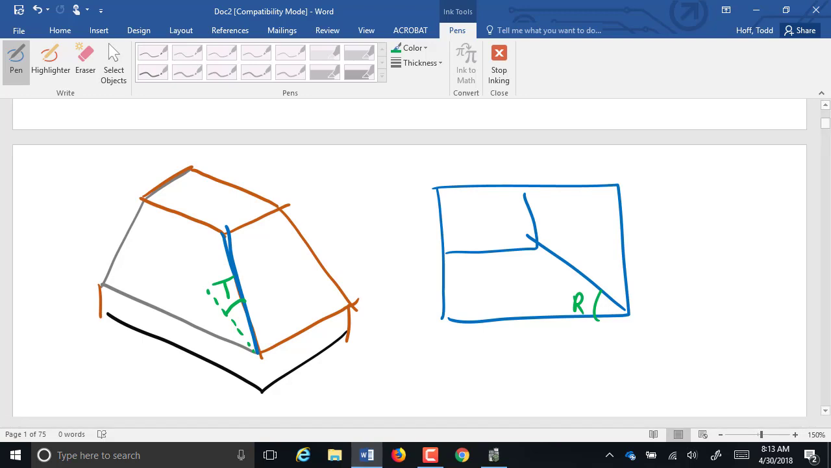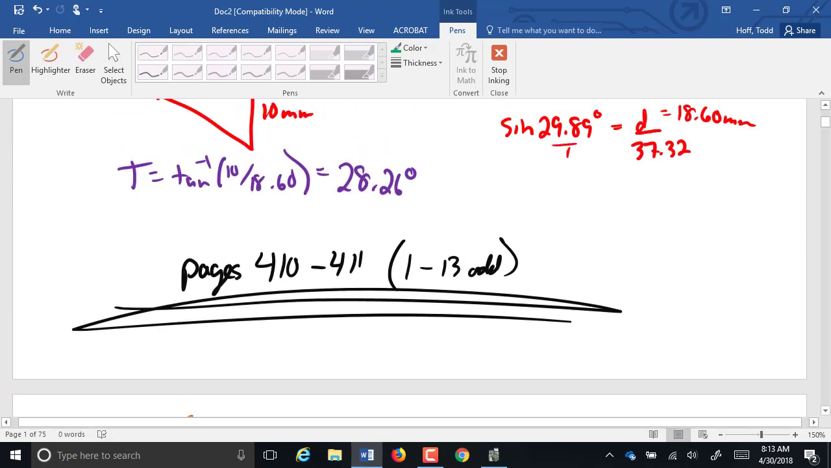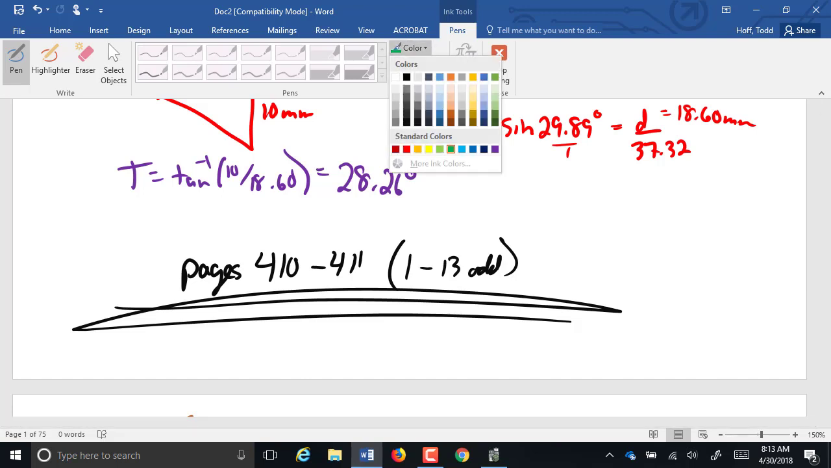So for today, 410, 411, only 7 problems to do. Realistically, I know that's 7 huge problems. If you get 3 or 4 of them done, I'll be happy.